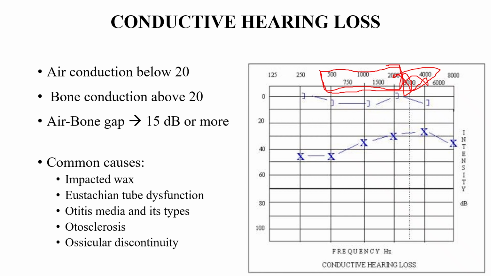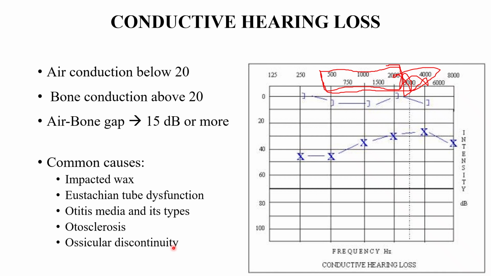Now there are many different causes you can find in the book. Some important or commonly presenting ones are impacted wax, then eustachian tube dysfunction, otitis media and its different types like otitis media with effusion, chronic otitis media, acute suppurative otitis media, acute otitis media, chronic suppurative otitis media, and so on and so forth, otosclerosis, ossicular discontinuity. So these are different types.